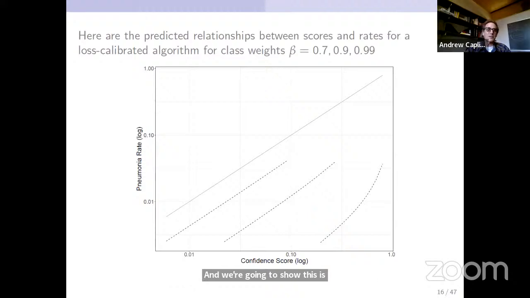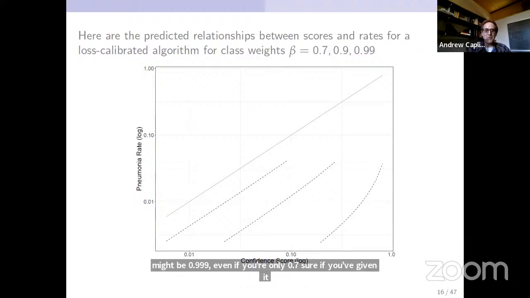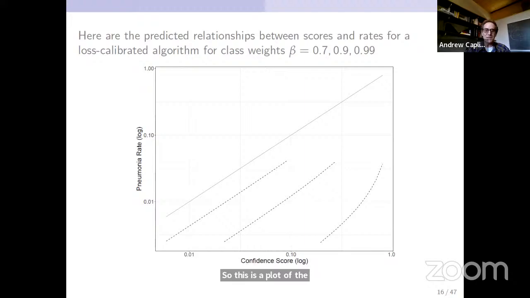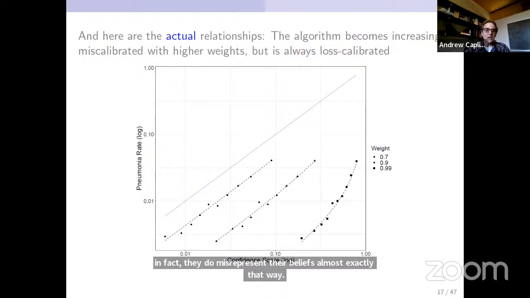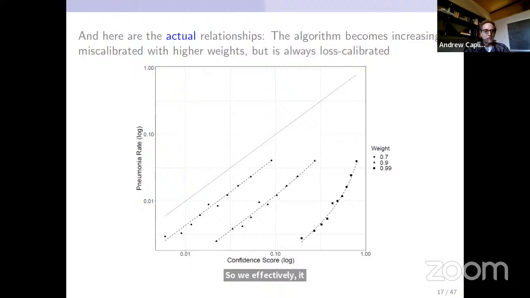These aren't proper scoring rules. So you're supposed to misrepresent your beliefs and give a confidence score that might be 0.999, even if you're only 0.7 sure. So this is a plot of how to misrepresent your beliefs. And in fact, they do misrepresent their beliefs almost exactly that way. So effectively, it looks like they are loss calibrated in this data. And now we're going to move on and see what else we can find out.